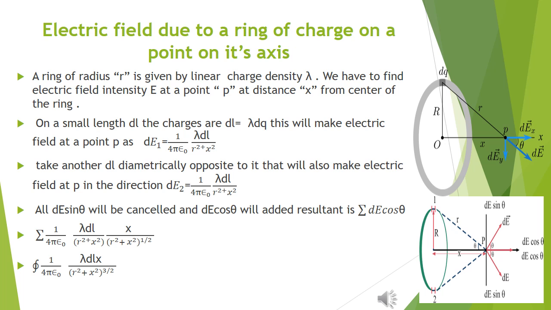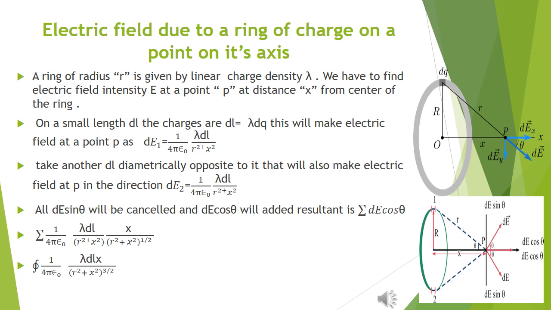Now what will be the charge on this length dl? On a small length dl, the charge is lambda dl equals dq. This will make an electric field at a point as dE1 equals 1 upon 4 pi epsilon naught lambda dl upon r square plus x square.